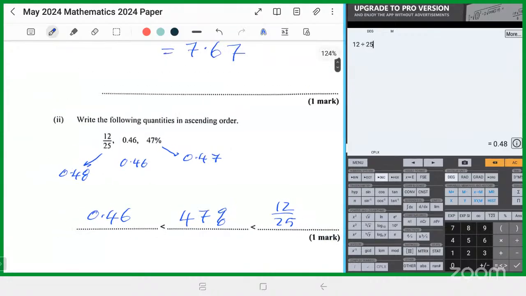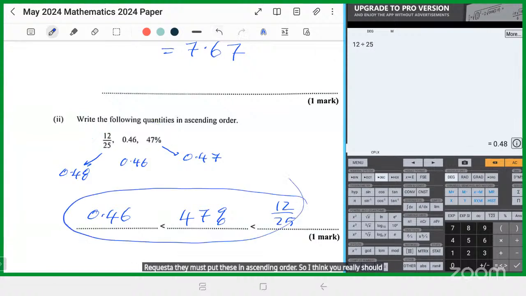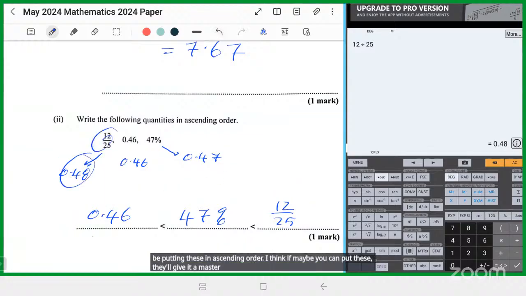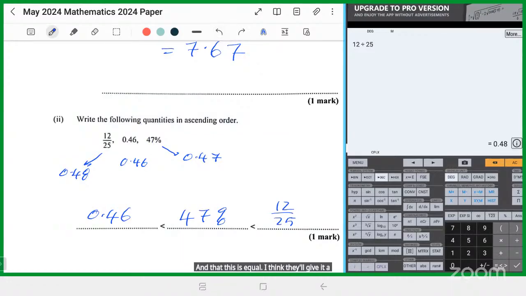The request says you must put these in ascending order. So I think you really should be putting these in ascending order. I think if you put these, they'll give you the marks, because you're putting that this is equal to that. I think they'll give you the marks if you put decimal. So take the mark, because CSEC wants to give you the mark.